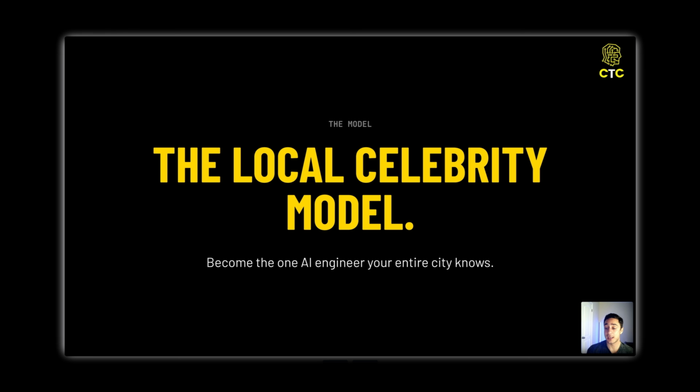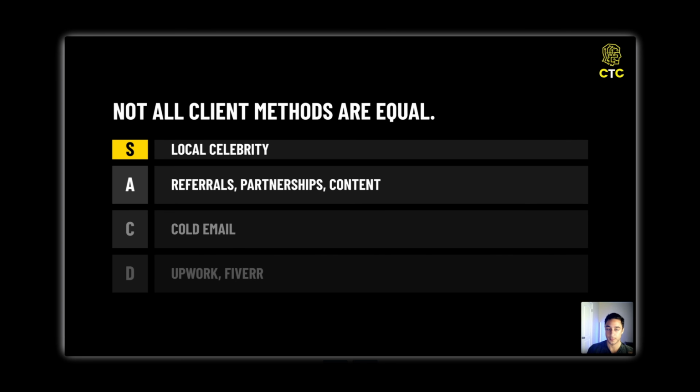If you have any thoughts on the name, I'll be taking recommendations. For now, this is the name we're going with. Essentially, you want to become the one AI engineer, or you can replace AI with whatever. I'm using AI here because it is obviously the most trendy thing right now when it comes to software. You can replace it with tech, you can replace it with software. You want to become the go-to AI or software guy that your entire city knows, okay?